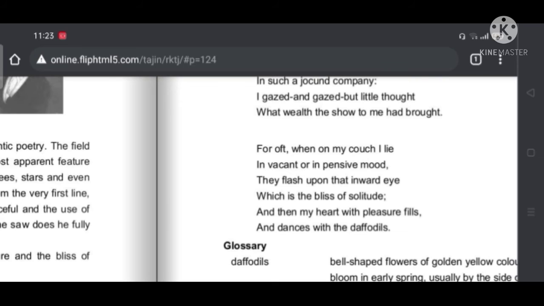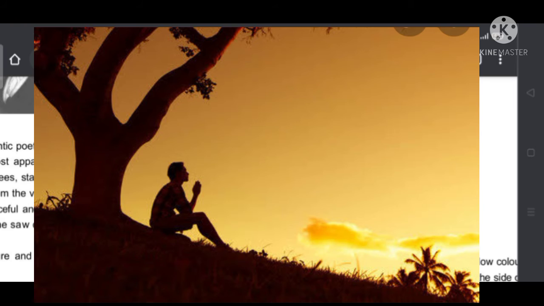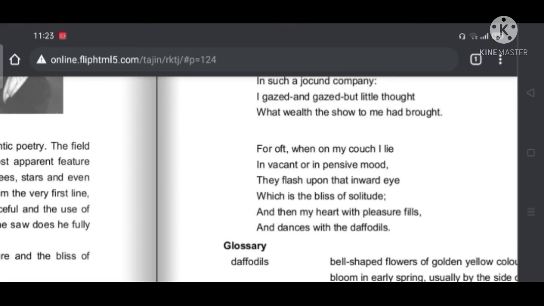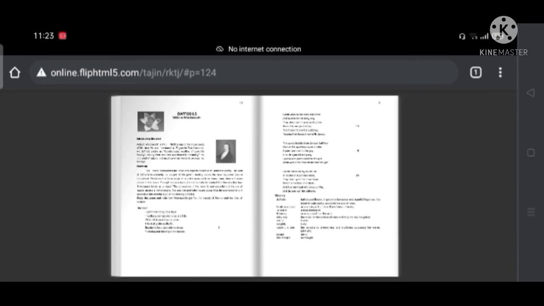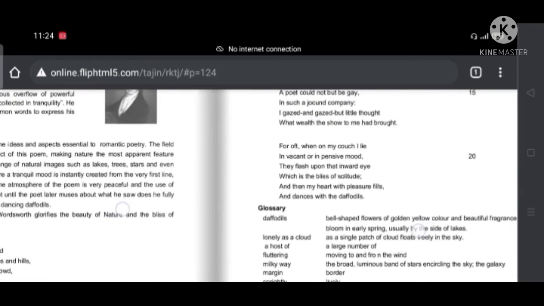Which is the bliss of solitude? Solitude means sitting silently. So this is our blessing. Whenever we get a little busy in life, we should get some time for ourselves and sit in solitude, sit quietly in peace, and then think about what we have to do. We can plan something about our future as well. So this is what is very important in life.